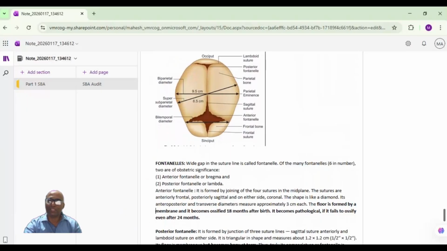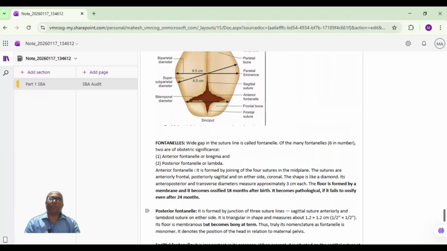This is very important. There is an SBA on this. They can ask you about the shape. It is a diamond shape. Its anteroposterior and transverse diameters are 3 centimeters each. The floor is formed by the membrane and it becomes ossified at 18 months. This is also an SBA: the anterior fontanelle becomes ossified at what age? 18 months after the birth. It becomes pathological if it fails to ossify even after 24 months. So when does it ossify? It ossifies at 18 months.